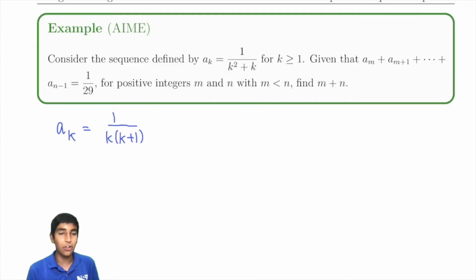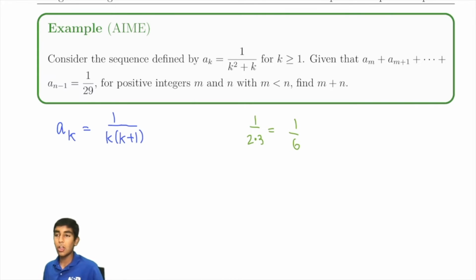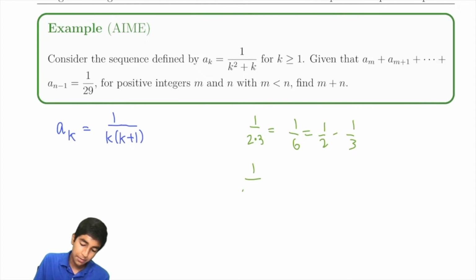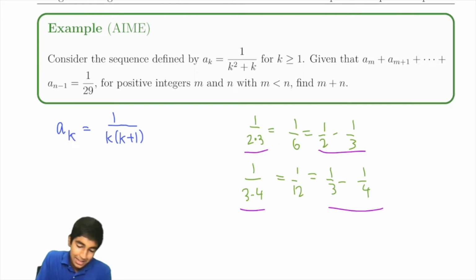We don't care about simplified expressions here. We want something that cancels. Let's take a few examples. 1 over 2 times 3 equals 1/6. Now, if you've done a lot of operations with fractions before, you know that this is 1/2 minus 1/3. Another example, 1 over 3 times 4 is 1/12. You probably know that this is 1/3 minus 1/4. Now this right here is starting to not seem like a coincidence anymore. Maybe, is it true that this is just 1 over k minus 1 over k plus 1?